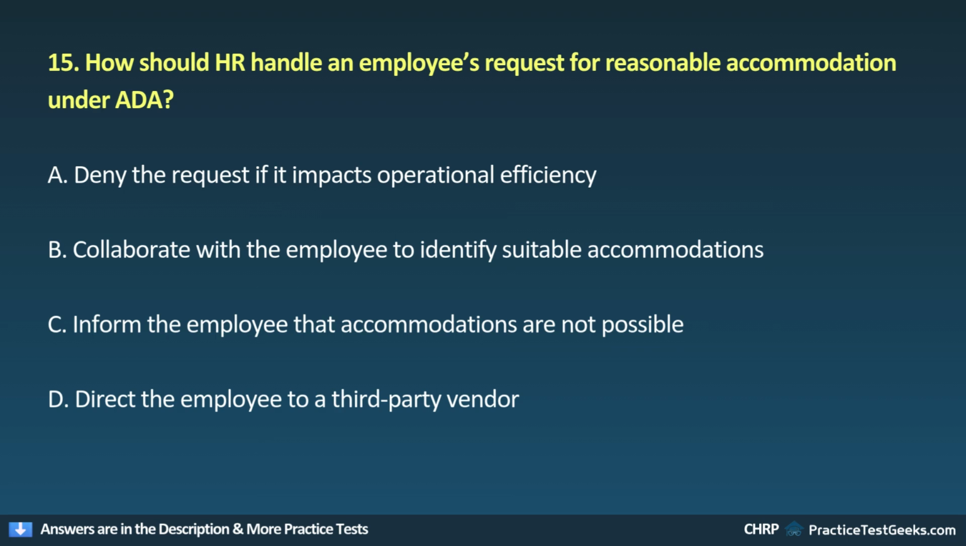15. How should HR handle an employee's request for reasonable accommodation under ADA? A. Deny the request if it impacts operational efficiency. B. Collaborate with the employee to identify suitable accommodations. C. Inform the employee that accommodations are not possible. D. Direct the employee to a third-party vendor.